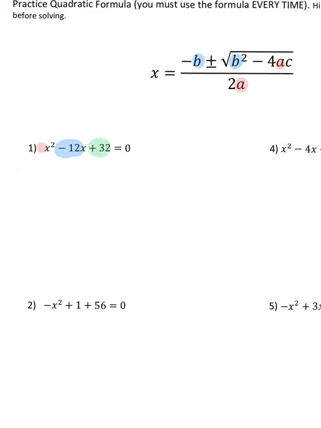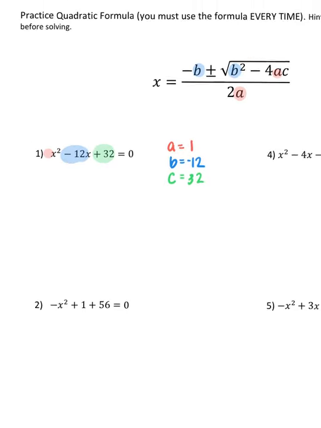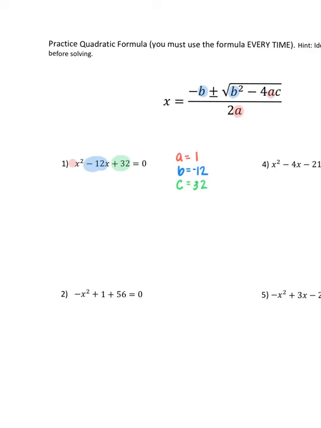So when we write these out, every single time we're going to write A equals something, B equals something, and C equals something. So in this case, A equals 1 because there is nothing in front of X, so that just means it's 1. B equals negative 12, and C equals 32.